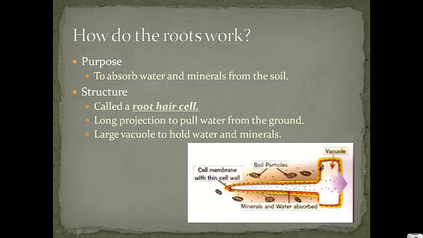And then they have attached to this long projection a very large vacuole. That vacuole is designed to hold lots of water and minerals until it can travel up the stem. So basically this is a root hair cell. It's got a long projection which wiggles through the dirt and gets into the cracks and the crevices in the dirt to gather water, and then a large vacuole to store the water.